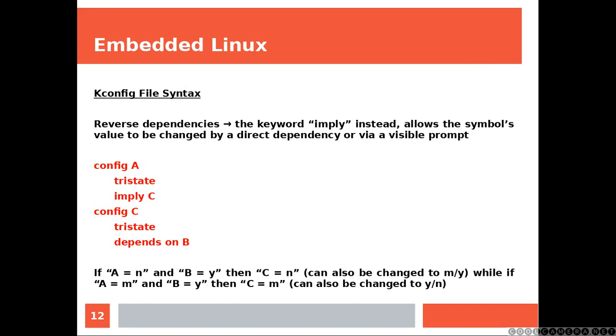Reverse dependencies. The keyword imply instead allows the symbol's value to be changed by direct dependency or via visible prompt. Now here, if A is set to no and B is set to yes, then C is set to no, but C can also be changed to module and yes. While if A is set to module and B is set to yes, then C is also set to module, although it can be changed to yes and no.